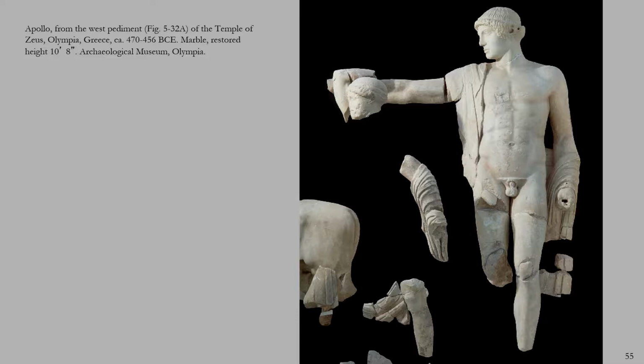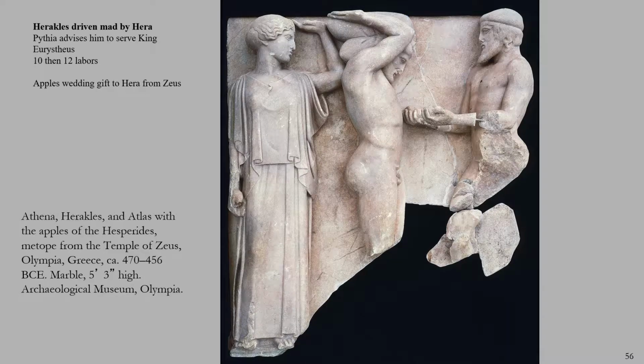Here's yet another image. This is of Apollo, from the West Pediment. But once again, this highlights the powerful male nude body, which for the Greeks was the pinnacle of everything. The other image, though, that I really want to focus on from the Temple of Zeus is this image of Heracles, or you might know him as Hercules, which is the Roman version of his name.